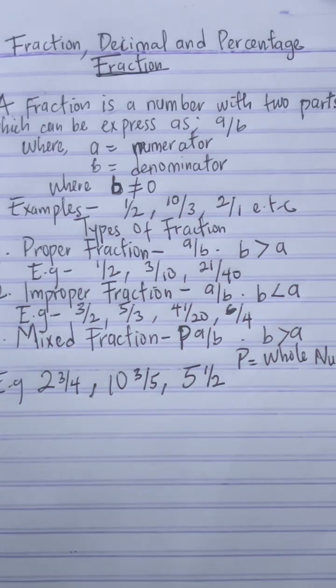Correct. So now a whole number with what? With a proper fraction is called what? Mixed fraction. Take note, not a whole number with an improper fraction. No, a whole number with a proper fraction. And also, mixed fraction can be converted to what? To improper fraction. You can convert the mixed fraction to an improper fraction.